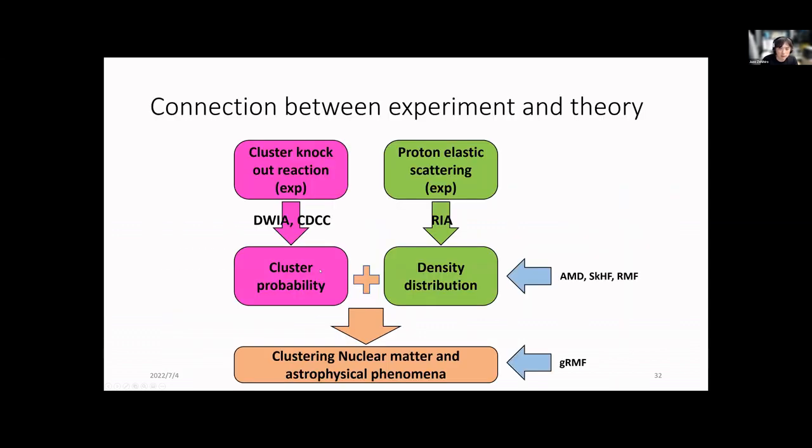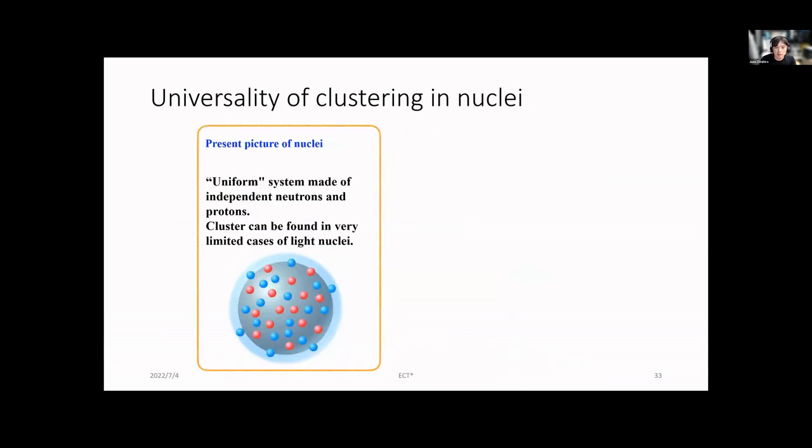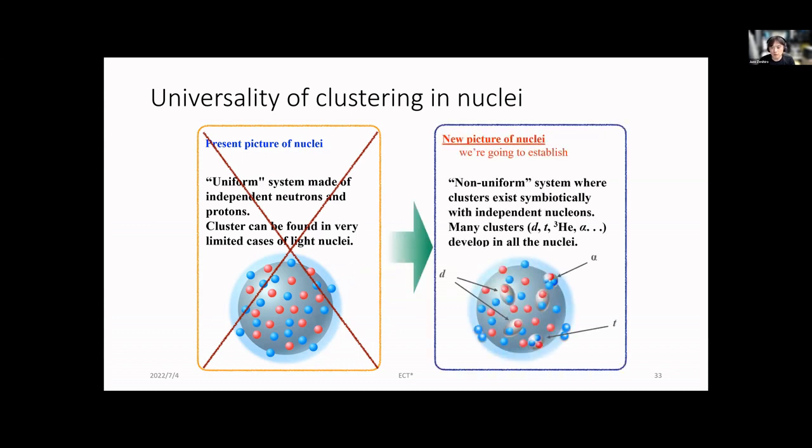Let me summarize my talk. We have started a new project, so-called Onokoro and ESPRI. One is a cluster knockout reaction measurement, and the other is proton elastic scattering. Each of them extracts the cluster density information and the proton and neutron density information. From these results, we finally want to understand the clustering formation in nuclei and nuclear matter. This is a rather final future goal, but we want to establish a new, more dynamical picture of the nuclei.